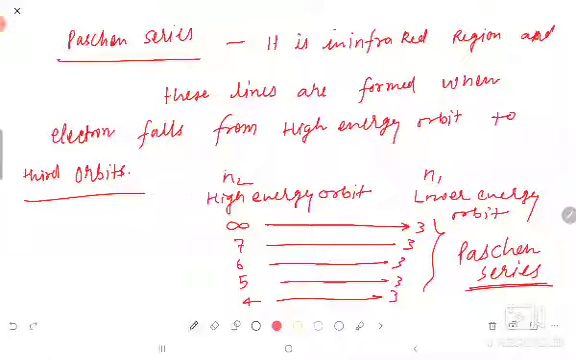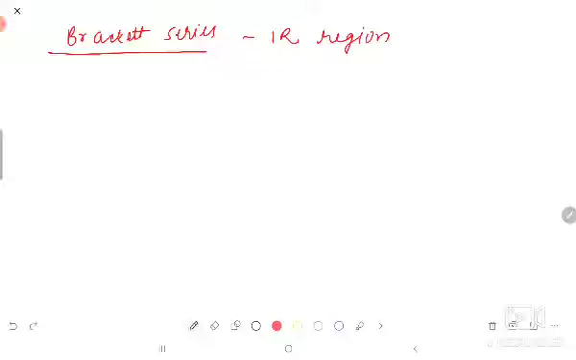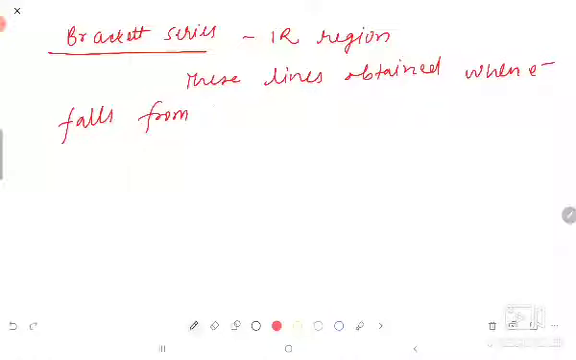Okay. Can I erase this one? Next one is the Brackett series. Brackett series means all of these are now infrared only, the IR region. These lines are obtained when the electron falls from a high energy orbit to which orbit? First, second, third, fourth? Third is the Paschen, and fourth orbit.